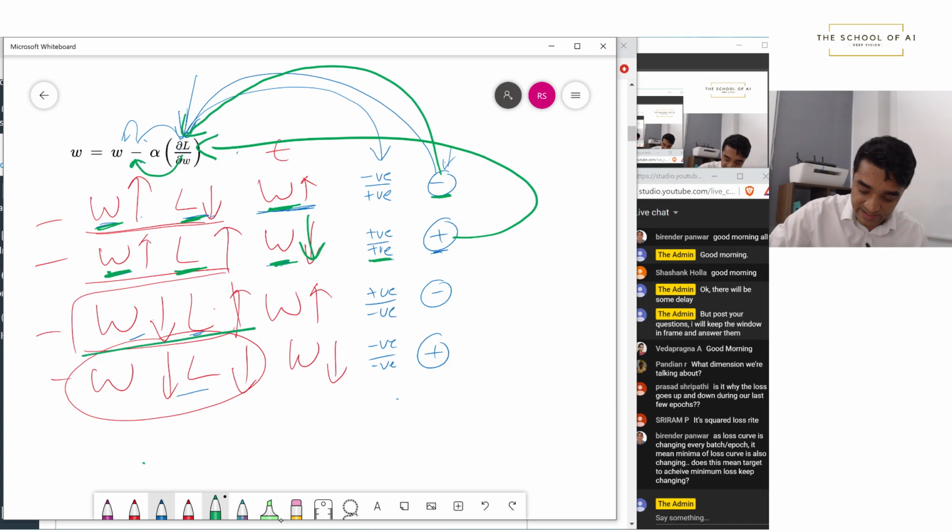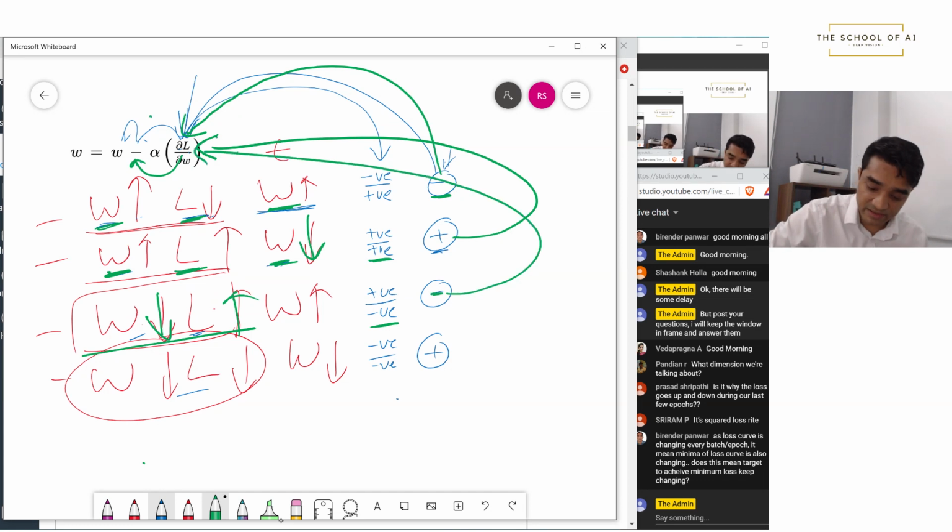Now let's see what happens in this case. I reduced my weight and my loss increased. So what do I want to do? I want to increase my weight, because reducing weight is increasing my loss. So this came as negative, and this is negative, and when negative goes inside, it automatically becomes positive because of this guy.